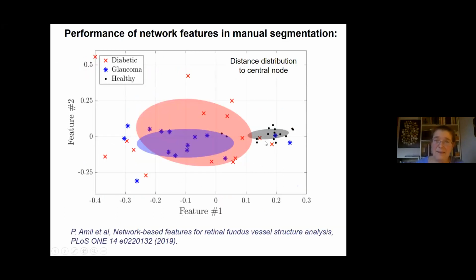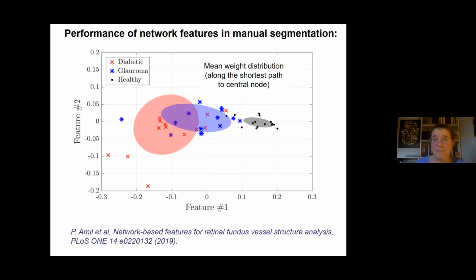And here you can see that, for example, using the distance distribution to the central node, we can separate healthy from not healthy subjects. There are some cases here that are mixed, but basically the healthy subjects are here and the non-healthy subjects are over there. We can use the mean weight distribution, again, along the shortest path to the central node, and this improves the classification a bit because it allows us to separate diabetic, glaucoma, and healthy subjects a bit better.